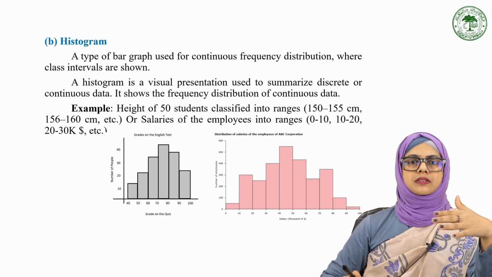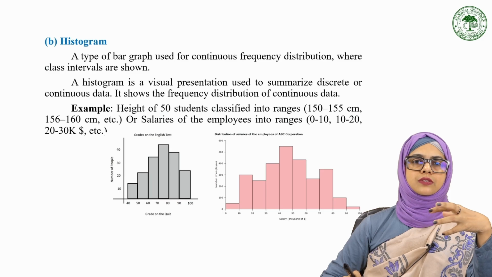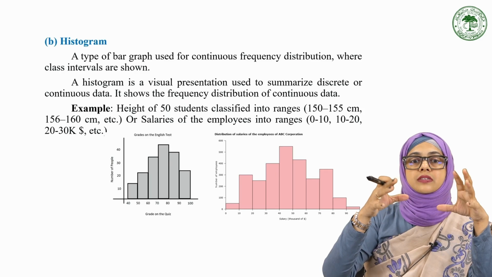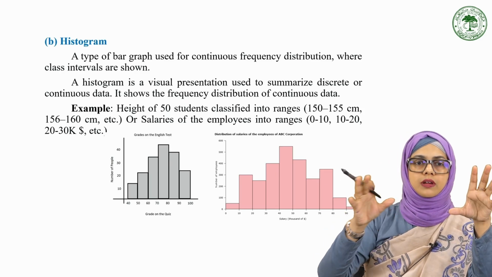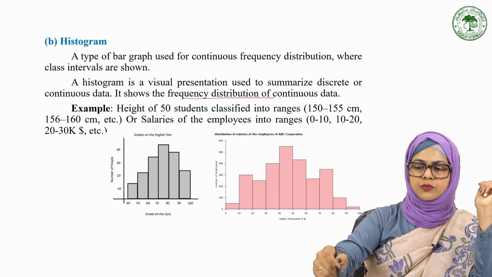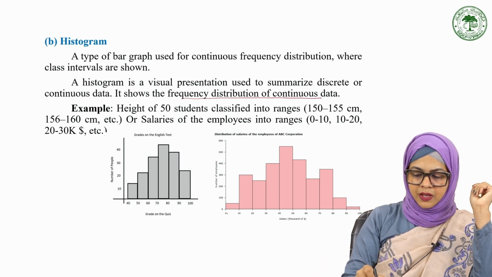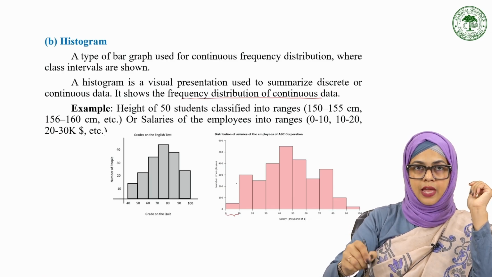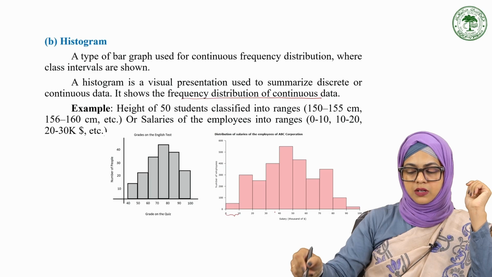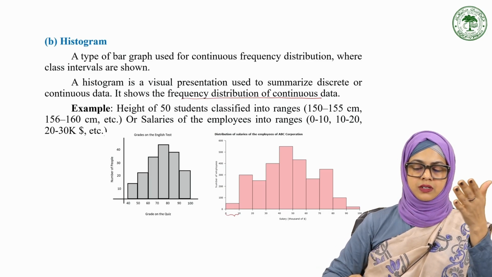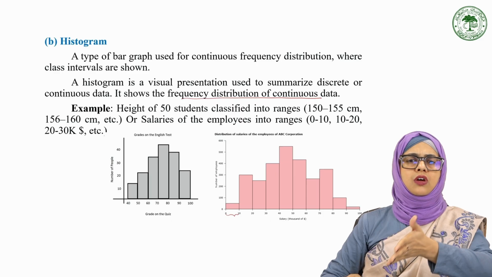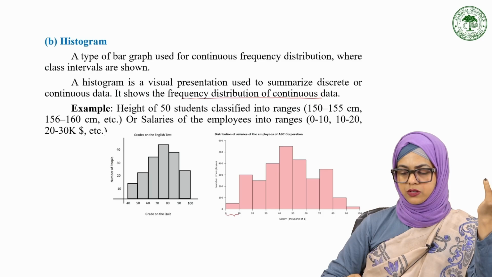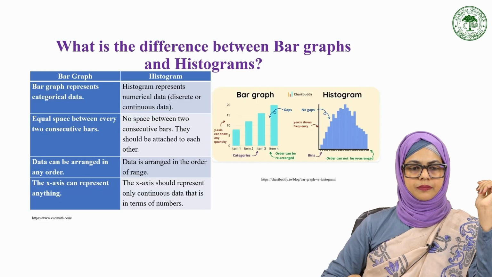Then comes the histogram. That is another type of bar graph for continuous frequency distribution, where the class intervals are shown. A histogram is a visual presentation used to summarize discrete or continuous data. And it shows the frequency distribution of continuous data mostly. So you see, here the intervals are there. This is the class interval or the bin also. And here, of course, there are no gaps, and the data is arranged with equal class intervals. For example, here it is showing the salaries of employees from grade 0 to 10 and so on, $1,000, right? So this is where the data is being showcased.